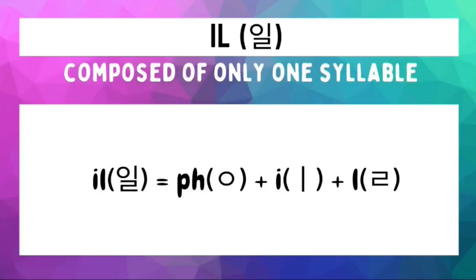Now let's study how to write il in Hangul. This is very simple. First, we just need to draw a no sound or a placeholder iyong. As you can see, the circular character is the iyong character. And then this is followed by the e character, followed by the real character. And then we just need to combine this to form the Hangul of the word il.